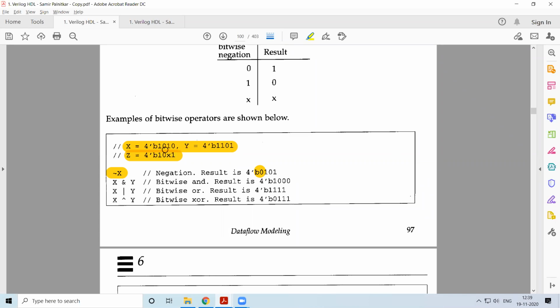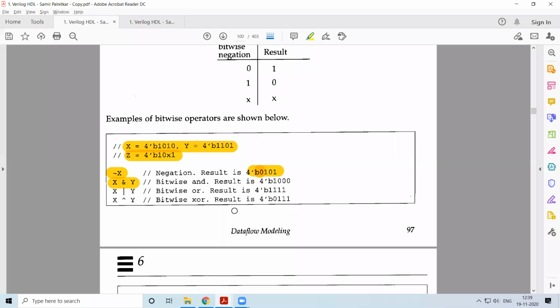This will be negated and it will be made 1. Then this is 1. It will be negated and it will be made 0. And similarly it continues. So here you can see that this is 1010, but the negated version, that is the result, is 0101. So it is performing a bit by bit operation on this. Now similarly X and Y.